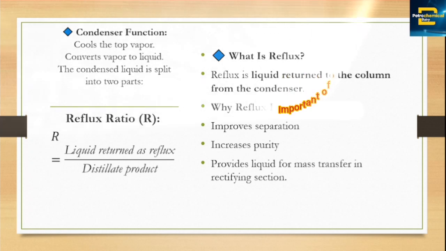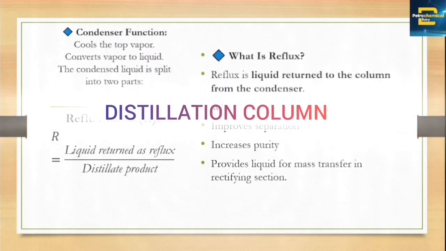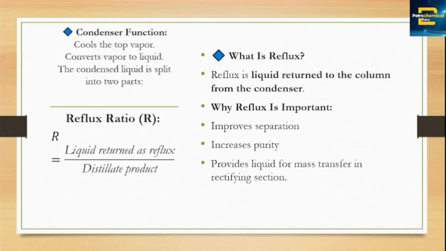So why is reflux important? It improves separation. It increases purities, and it provides liquid for mass transfer in the rectifying section. So now you understand the meaning of the distillation column. When you get to the industry and see a distillation column, you will know what it is used for and how it is used.